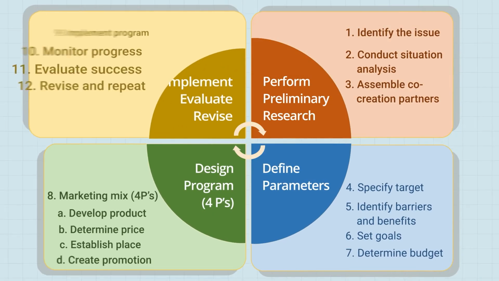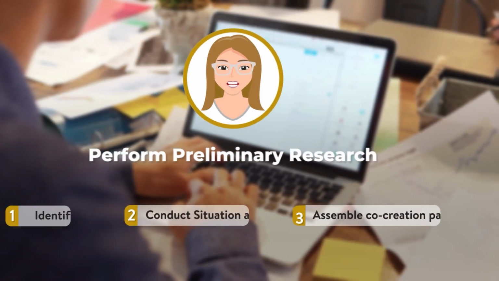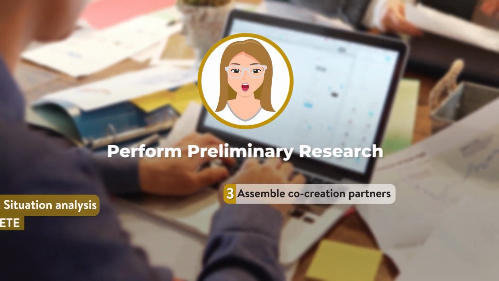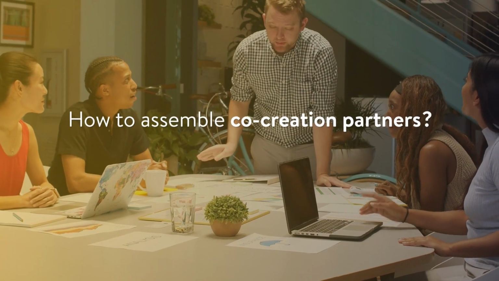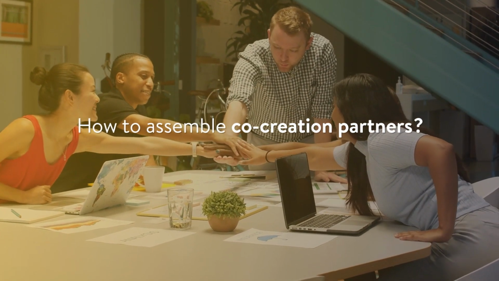In this course, we've been working through a 12-step process for creating a social marketing program. We are on stage 1 of the process, and we have completed steps 1 and 2. Now we're on step 3, assembling a co-creation team. In this video, we'll cover how to assemble co-creation partners to help in the development of your program.